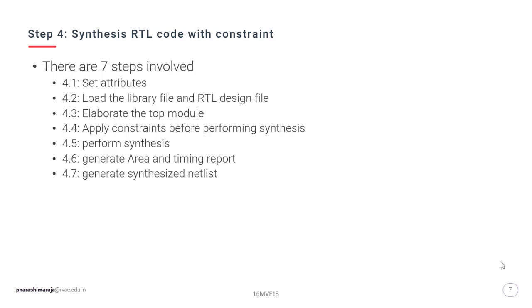During this synthesis process, there are basically 7 steps that are involved. The first one is to set some attributes, and the second one is to load the library and the RTL design, and third one is to elaborate the top module, and the fourth one is to apply the constraint, and the fifth one is perform synthesis, and the sixth and seventh is to generate the reports of area and timing as well as the synthesized netlist file.